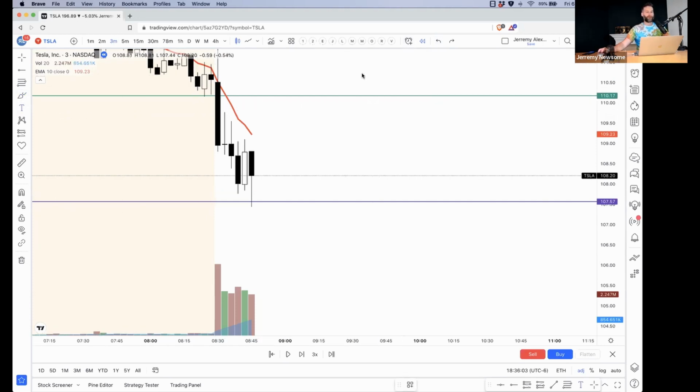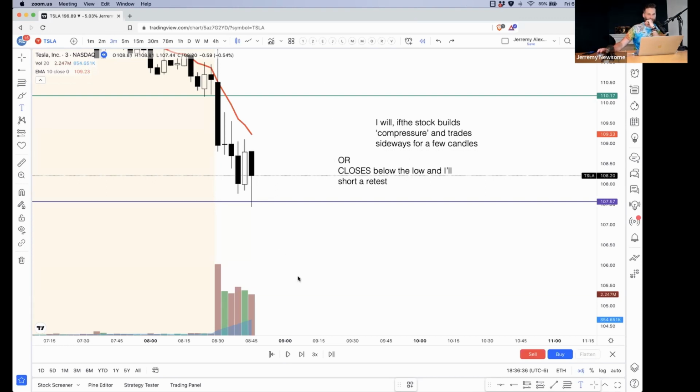And here's the way I will answer that question. If the stock builds compression and trades sideways for a few candles, or closes below the low, I'll short a retest. I'm going to leave these on the screen, and we're just going to see what's going to happen. Okay. Let's just find out. A few more candles sideways, I'll take it.